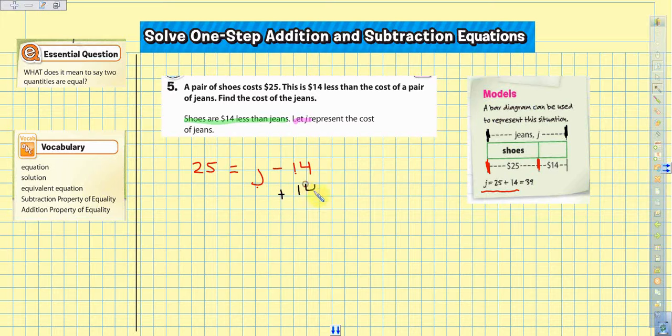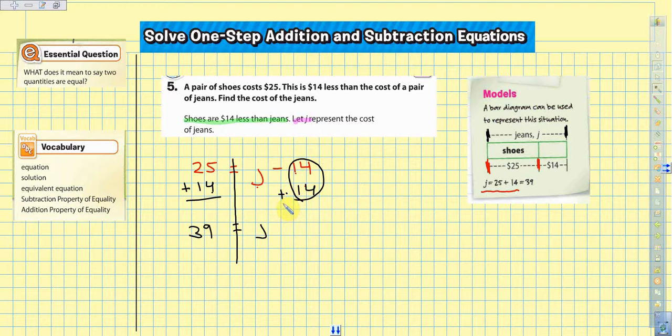And then you just go ahead and you start solving it. Plus 14 on both sides. Don't forget to draw your line. Plus 14 on both sides. Okay, that zeroes out. 25 plus 14, that's going to give me 39. So now my jeans are going to cost $39. What does that mean? Well, that means my shoes are $14 less than a pair of jeans.